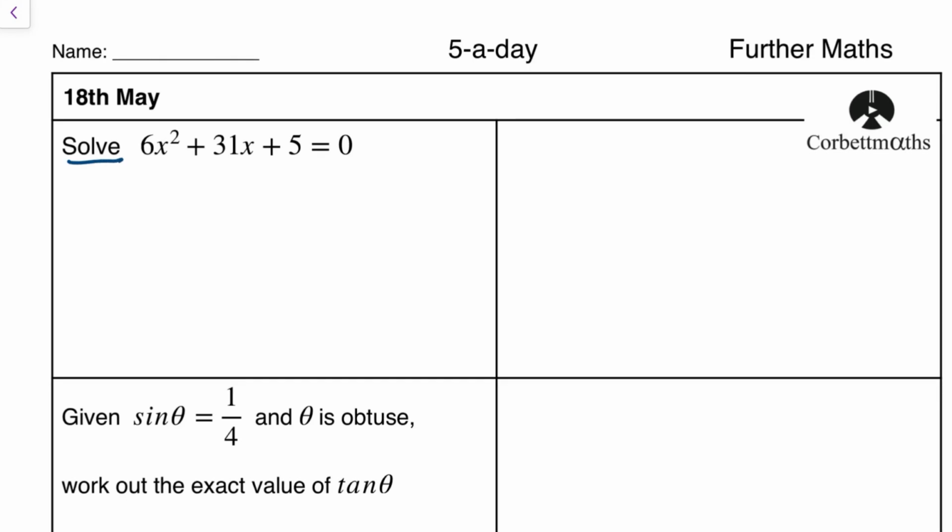Let's go straight to the first one. This is a solve. As I've said in other comments, if I was in the exam, I'd probably just use the quadratic formula. This is Corbett, and Corbett often uses factorising, so I think I can probably factorise this. Let's give it a go.